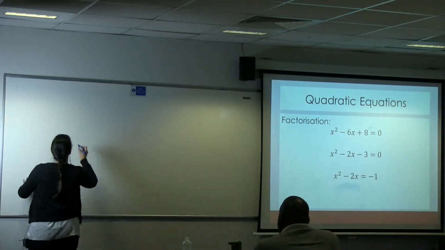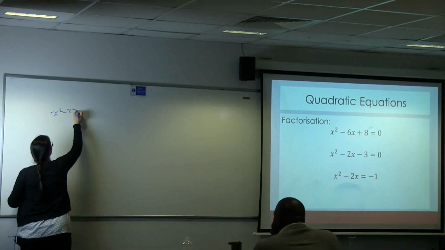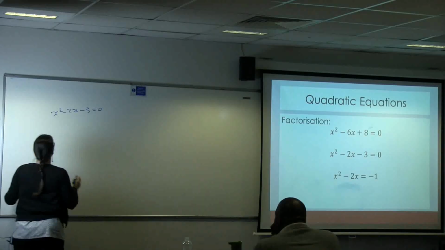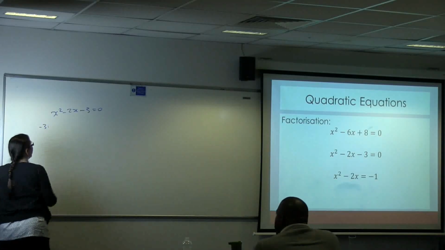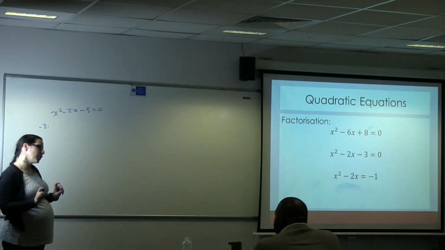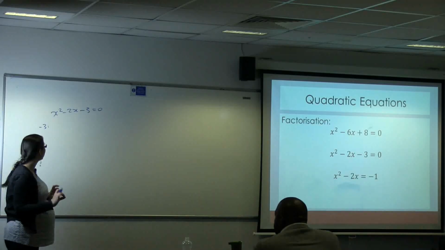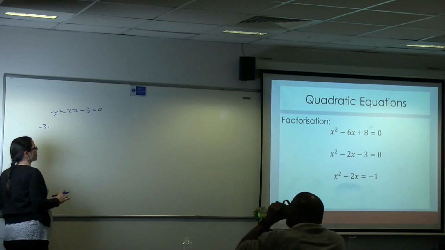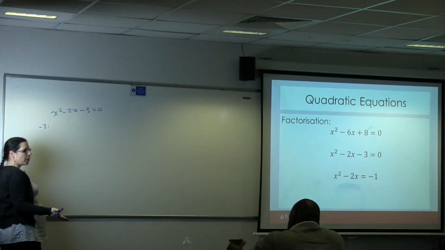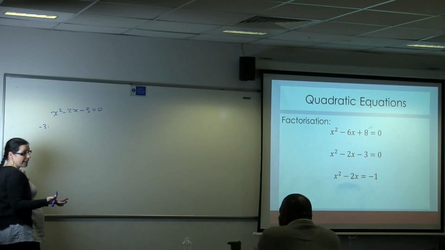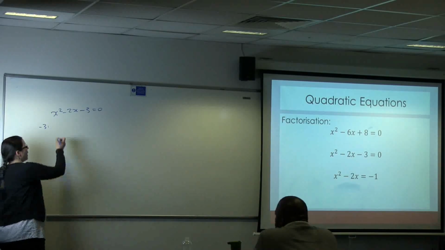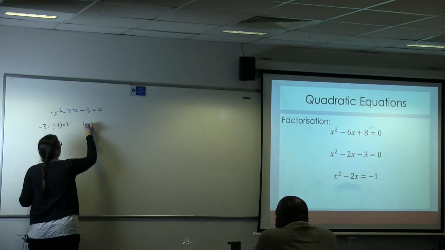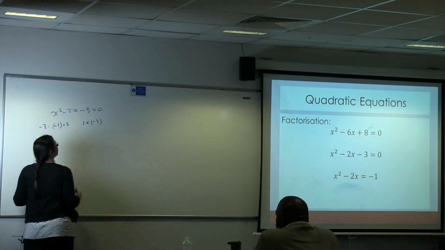The next one, x squared minus 2x minus 3 equals 0. Now, I need to pick up the minus 3. I need to think about numbers I can multiply together so they would give me negative 3. So, what are those numbers? Well, 3 is a prime number, so it can only be multiplied by 1 and itself. So it can be either minus 1 times 3 or 1 times minus 3.